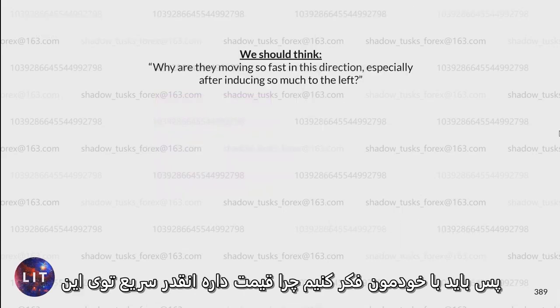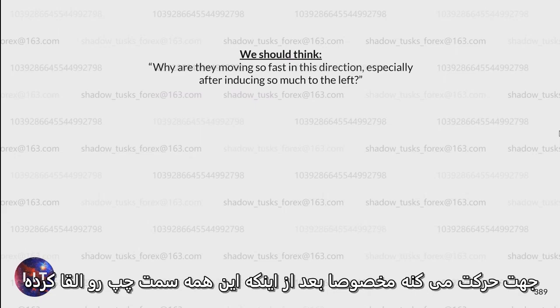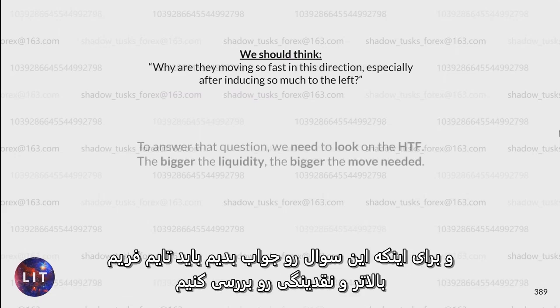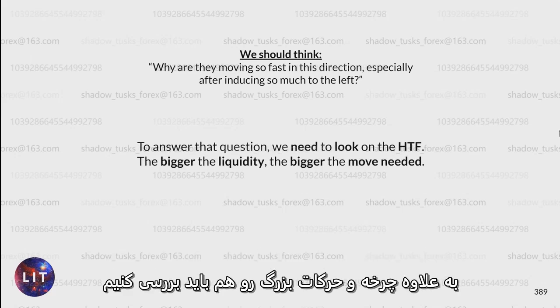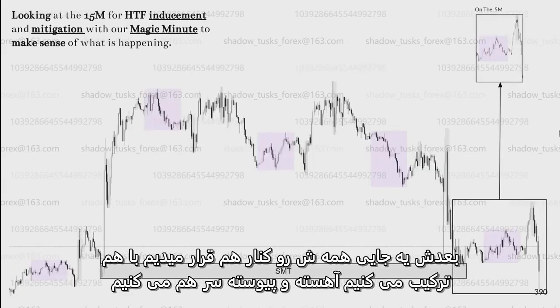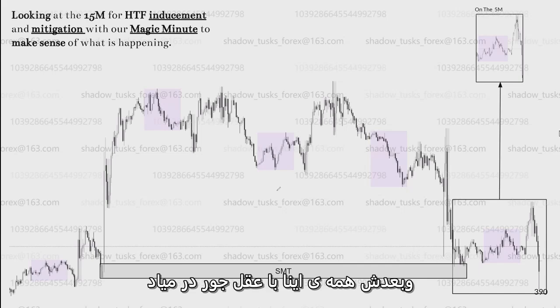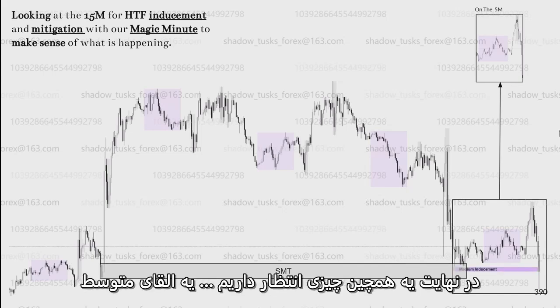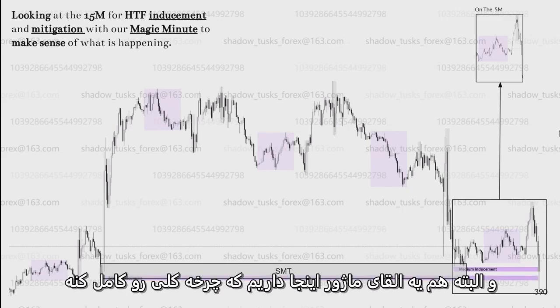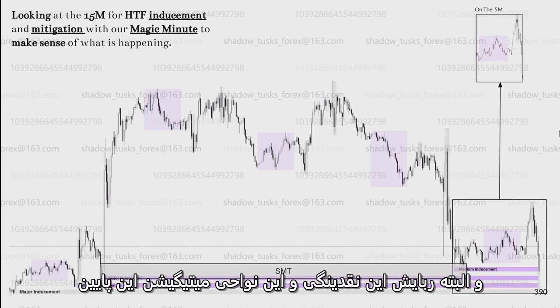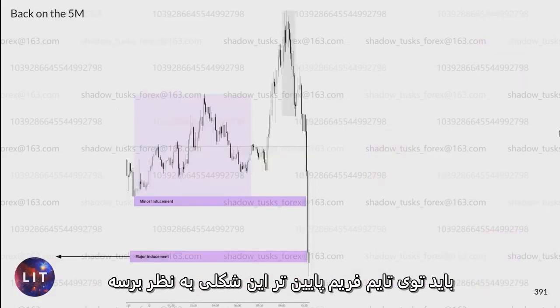So you should think, why are they moving so fast in this direction, especially after inducing so much to the left? And of course, to answer the question, we need to look at the higher time frames and liquidity, the cycles as well, and the bigger moves, right? At some point, we put it all together and combine it slowly and surely, and all will make sense. So we're expecting something like this, medium inducement, and then major inducement down here to make the cycle complete. Then grabbing this liquidity in these mitigation areas down there. And then it should look like this on the lower time frames.